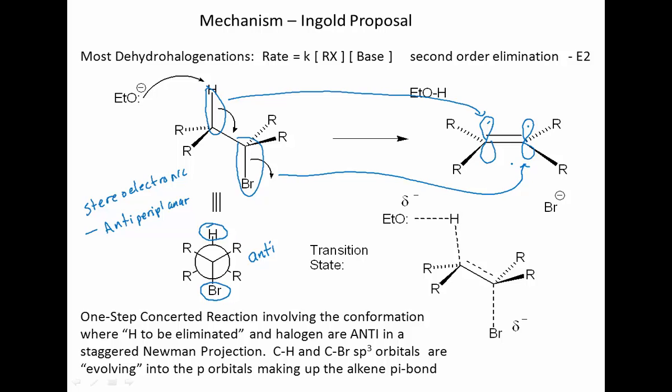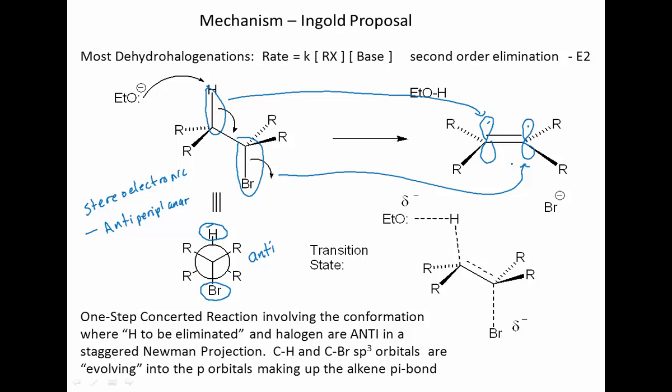So the fact that they have to be lined up perfectly in the product means they also have to be lined up in this way in the starting material. Otherwise, it doesn't know that it has the capability of forming an alkene, okay? So you have to align the orbitals in the starting material into the position where they're going to end up in the product. We say that the CH and the CBr sp3 orbitals are growing or evolving into the p orbitals that make up the alkene pi bond.